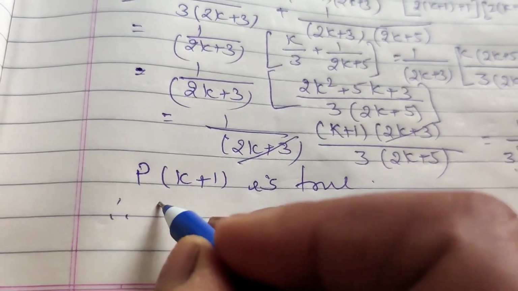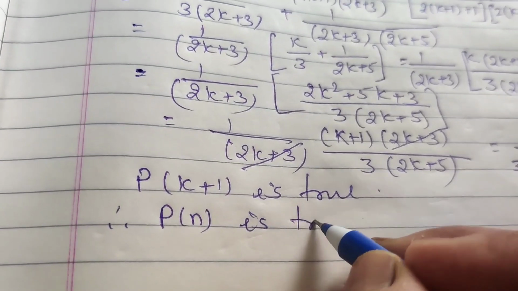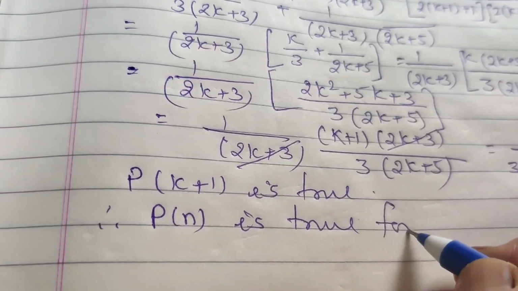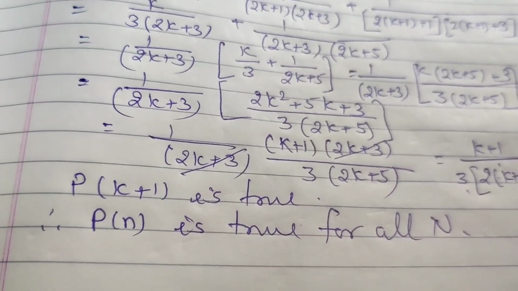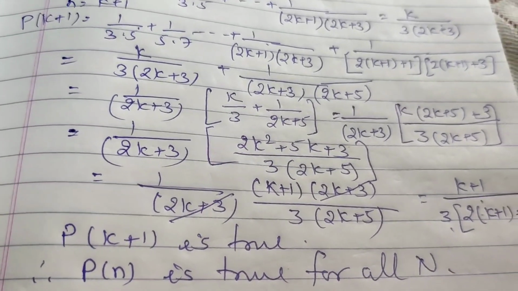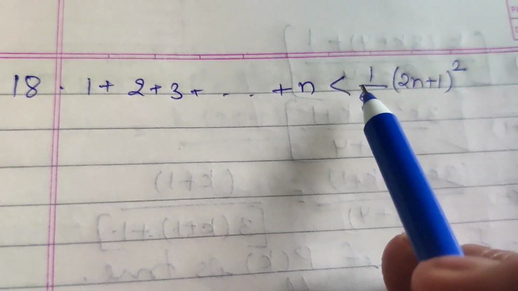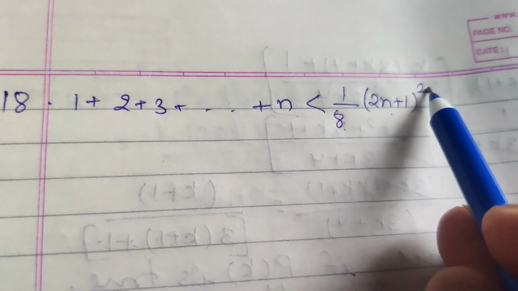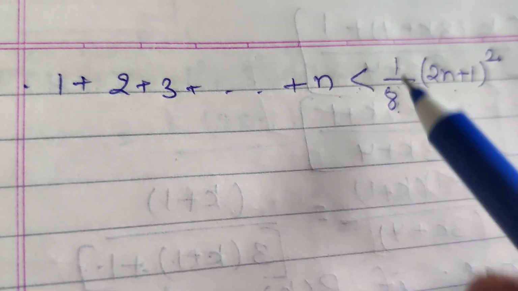Therefore, Pn is true for all natural numbers. Next, question number 18: 1 plus 2 plus 3 up to n is less than 1 by 8 times (2n plus 1) whole square. Here it is not equal but less than.